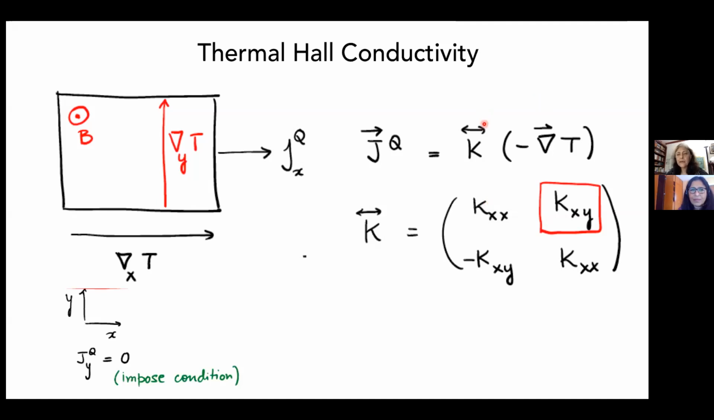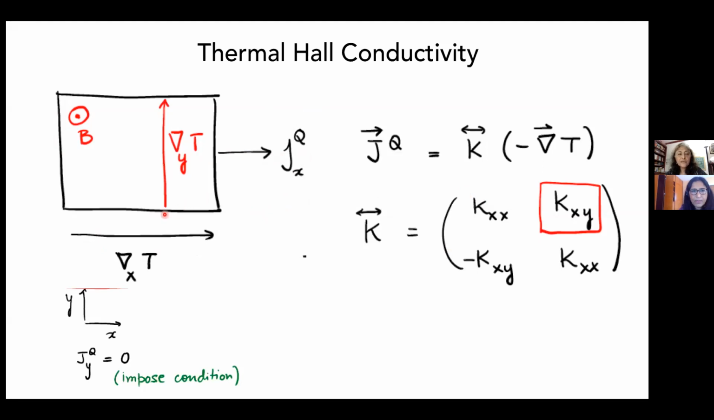So let me set it up here. This is a thermal Hall conductivity measurement. So you apply a heat current along the x direction in a magnetic field that is perpendicular to the system. And of course, you can measure the thermal gradient in the same direction as the heat current. That would give us kappa XX, the longitudinal thermal conductivity.